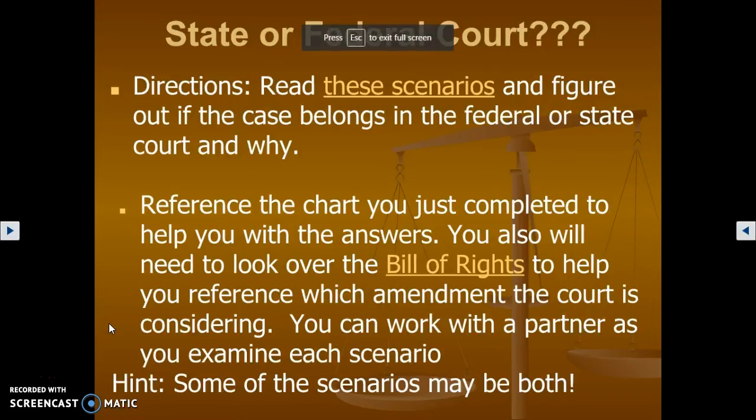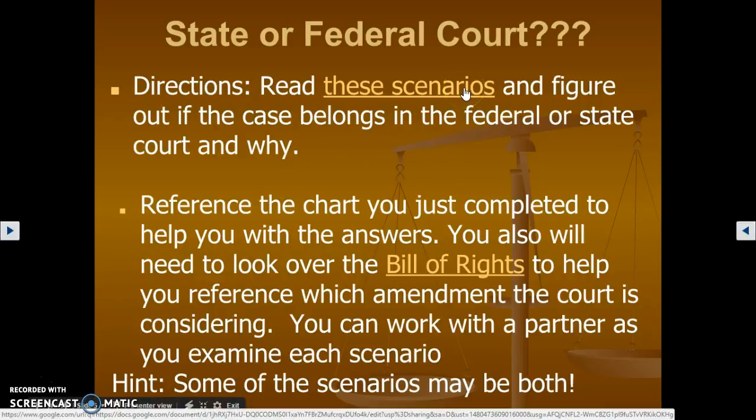Okay, so hopefully you now understand that difference and you pause the video. If not, go back and do that chart, because you can't do this activity unless you know that difference. So the next step is to look at what cases end up in state and what cases end up in the federal court.